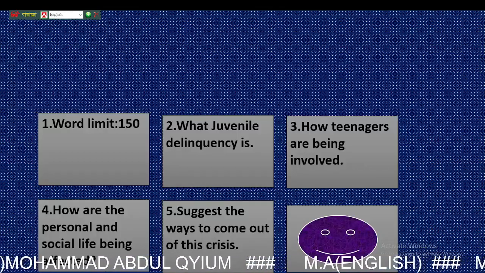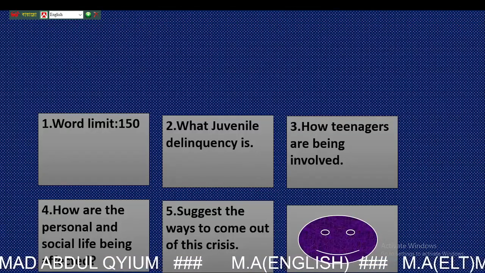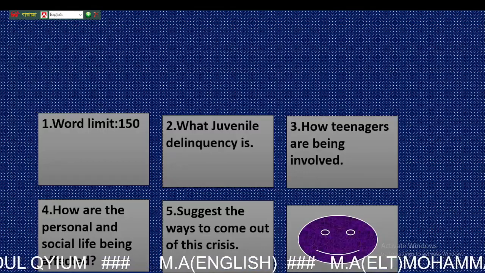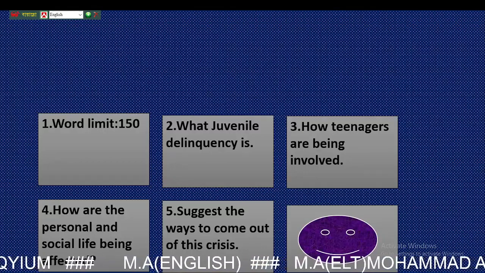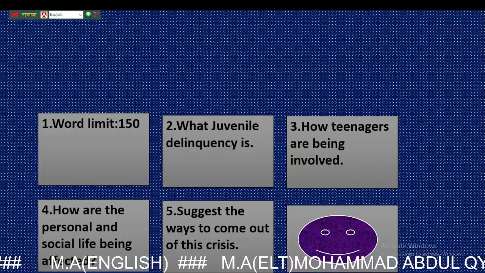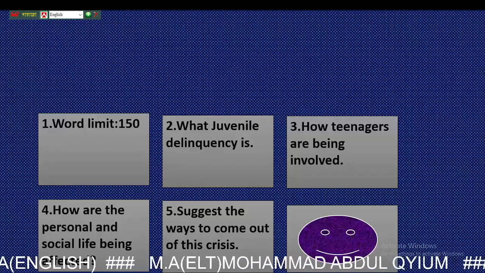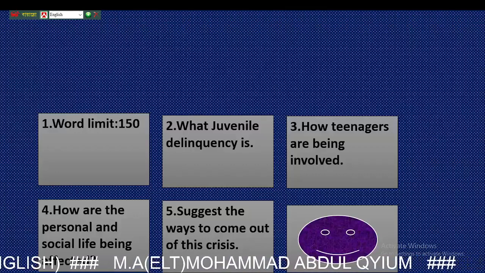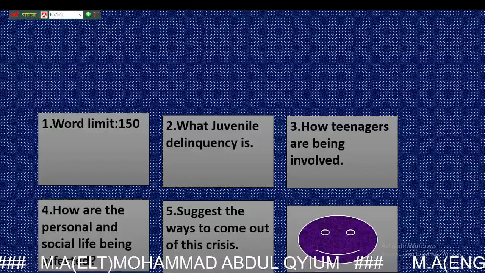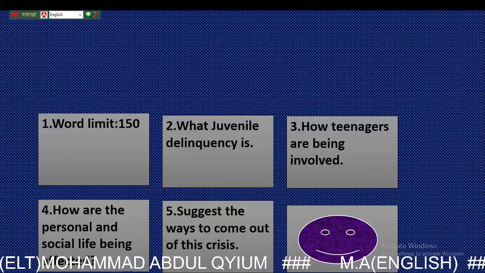I mean to say, instruction number 2 is you need to provide the definition of juvenile delinquency. What juvenile delinquency is. For example, juvenile delinquency is antisocial activities carried out by the young people under some special circumstances.